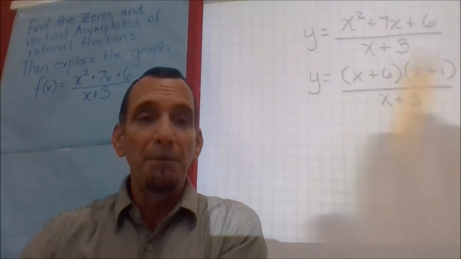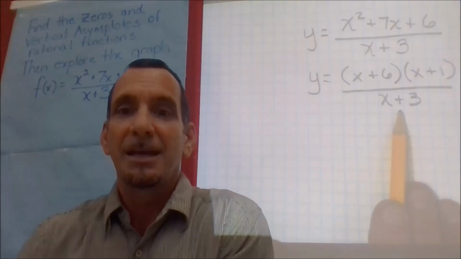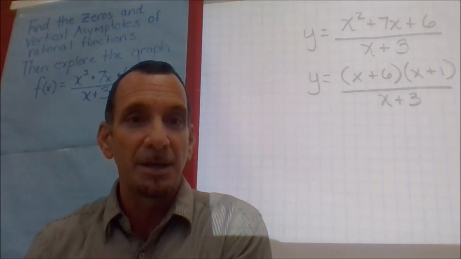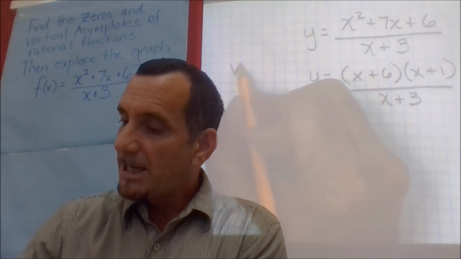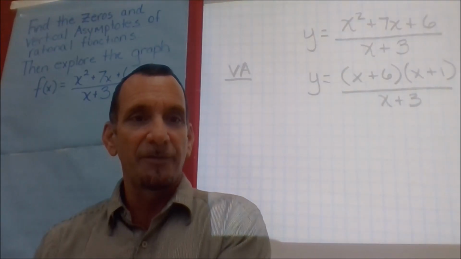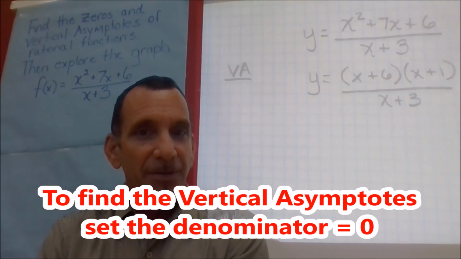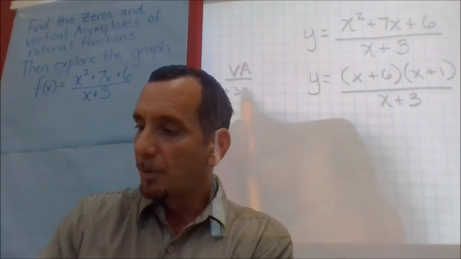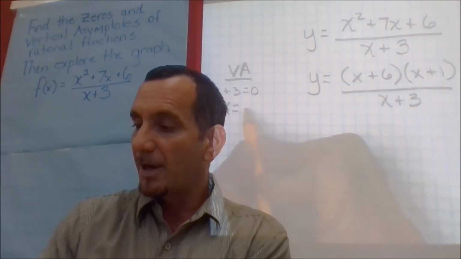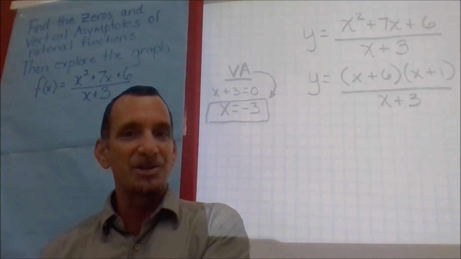So when we were simplifying expressions, we knew that x could not be -3 because we could set the denominator to 0. So I'm just going to write VA. VA stands for a vertical asymptote, and to get the vertical asymptote, we're going to set the factors in the denominator to 0. So we have x plus 3 equals 0, and of course x equals -3. This is the vertical asymptote of our rational function.